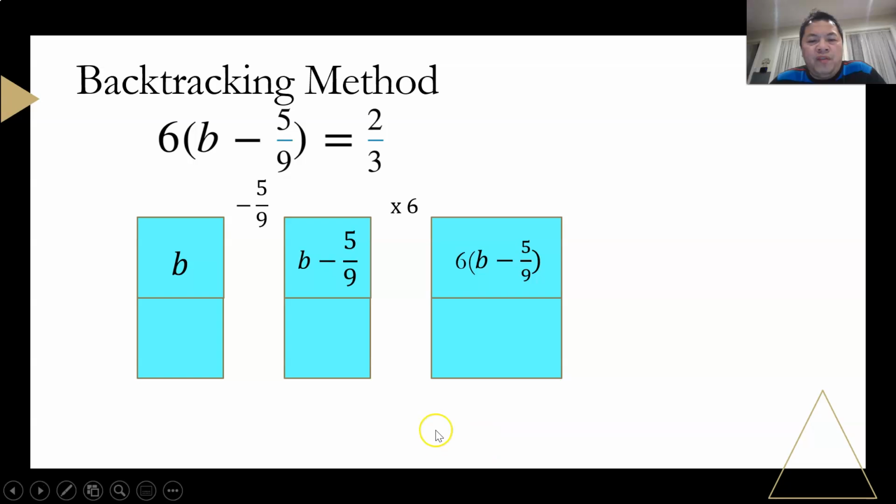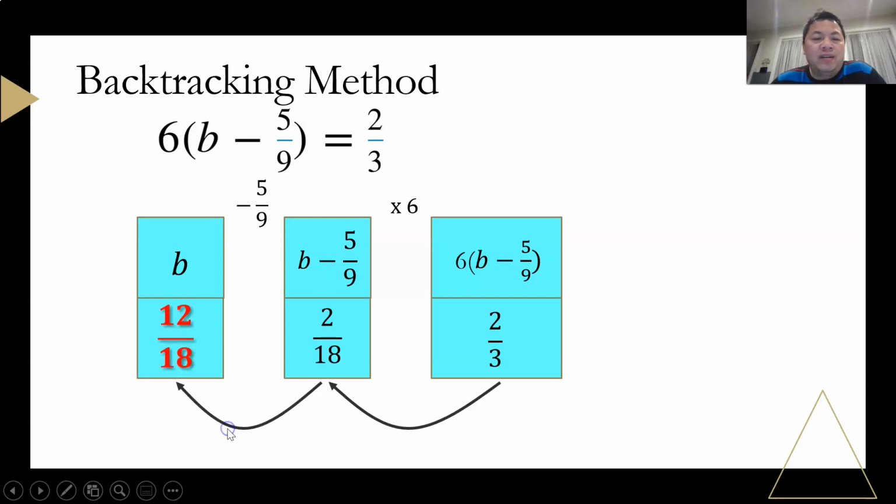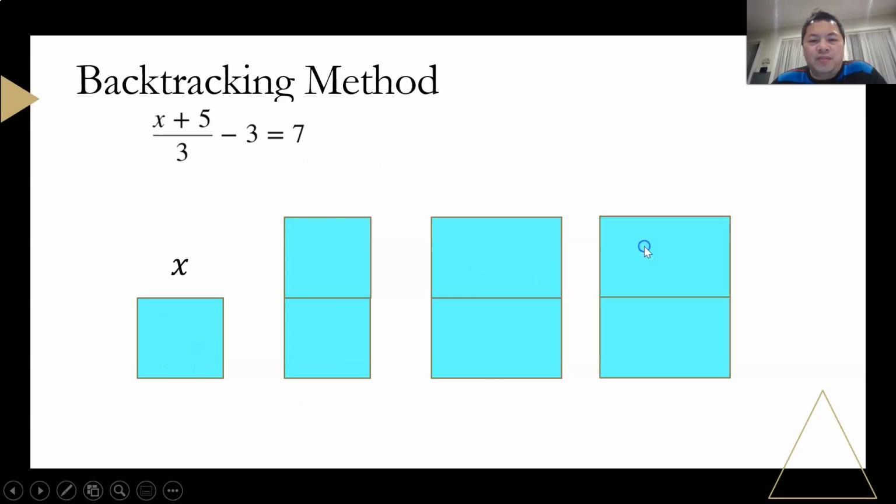Okay, so now moving back, again I put the answer here, which is 2/3. So instead of times 6, I have to divide by 6. So 2/3 divided by 6 means 2/3 times 1/6. That's how I get 2/18. So again, instead of minus 5/9, I have to plus 5/9. 2/18 plus 5/9, which is 10/18. So it's 2/18 plus 10/18. That's how I get 12/18 as the answer. If you substitute into this equation, you actually get 2/3 as the answer. Okay, move on to the next part.